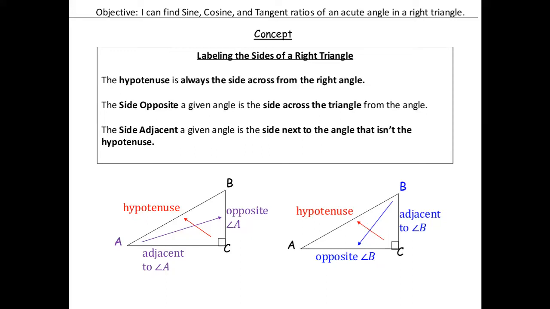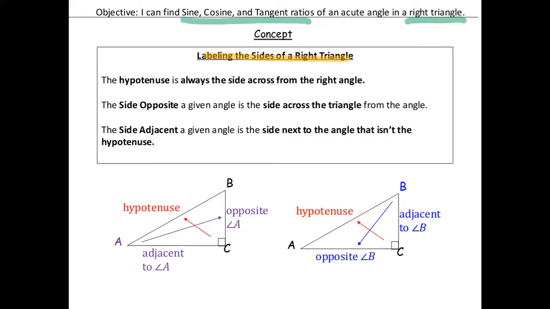All right, so for the concept today, our objective is to find the sine, cosine, and tangent ratios of an acute angle in a right triangle. So we're still going to be looking at right triangles, but now we're adding sine, cosine, and tangent ratios. So we need to figure out how to label the sides of a right triangle.